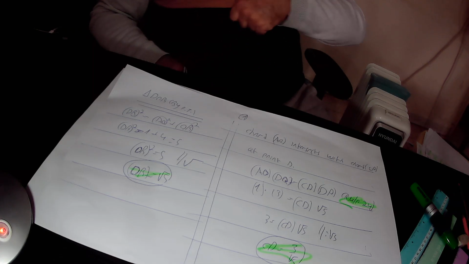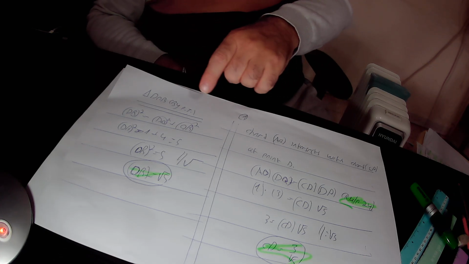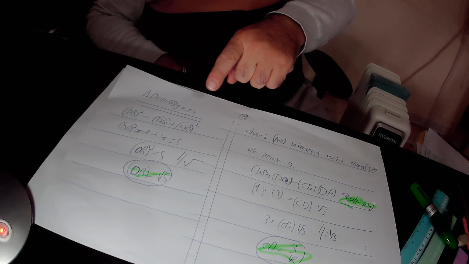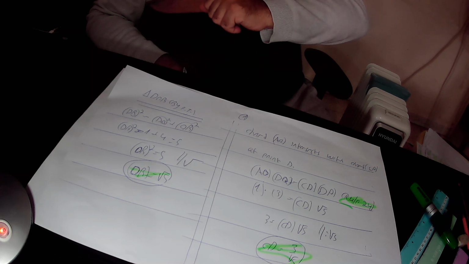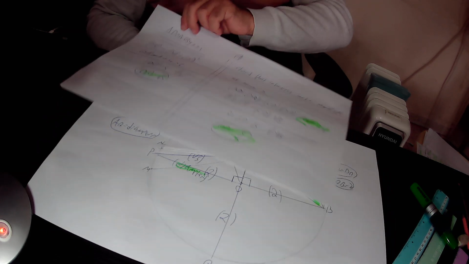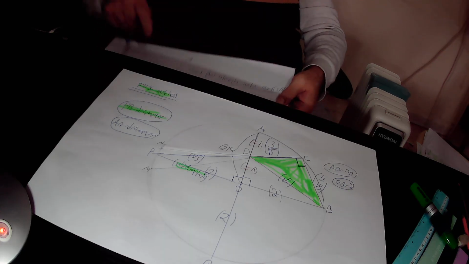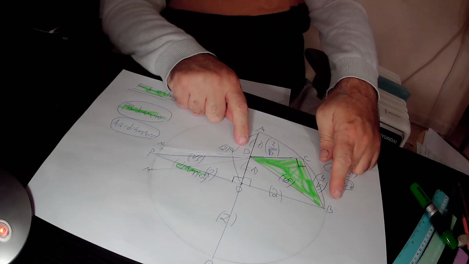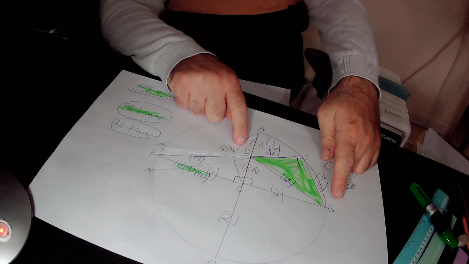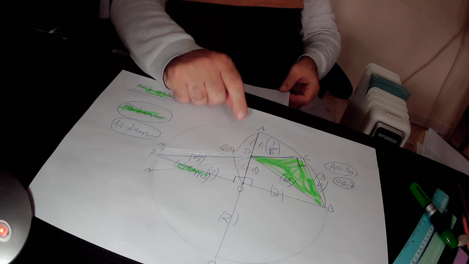Here we have to go down to this equation. Finally we found out that the length of the hypotenuse DB is equal to the square root of 5 units in length. This is the hypotenuse DB on the right triangle DOB, and it is equal to the square root of 5 units in length.